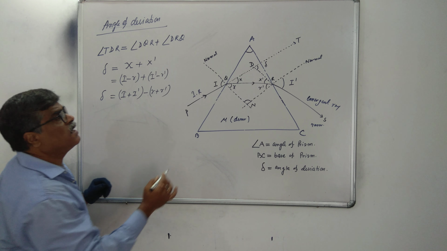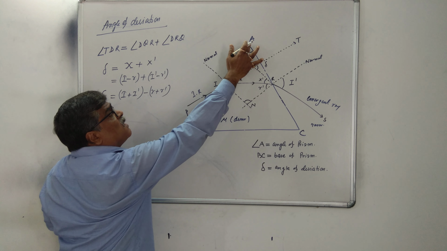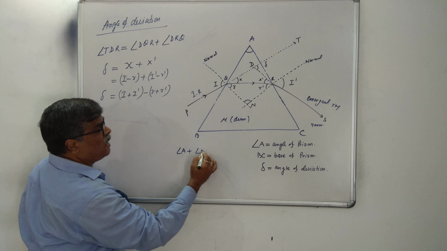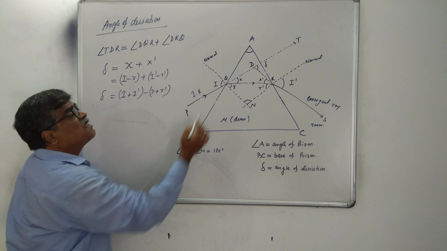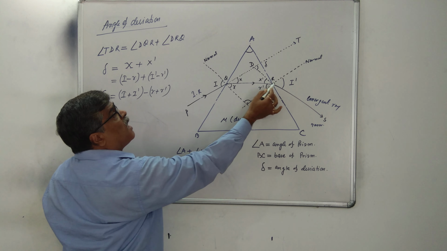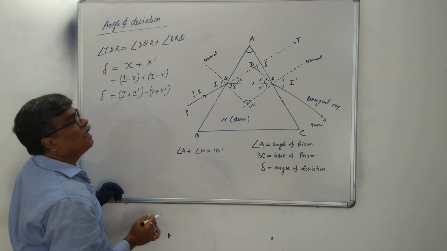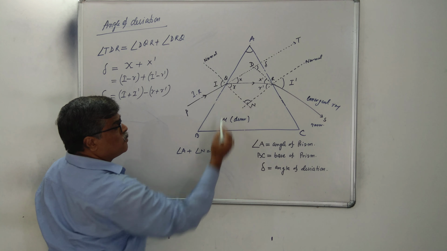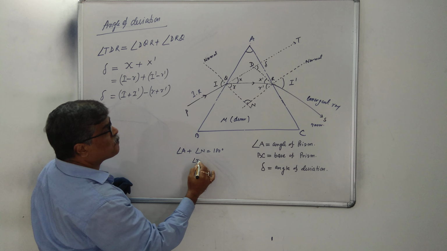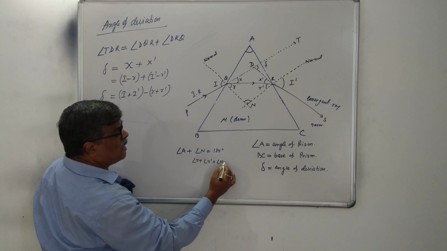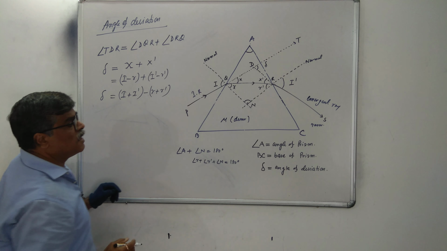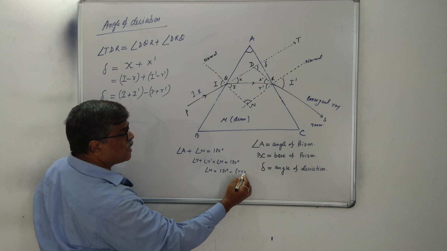Now, how can you find out? You see, from this quadrilateral AQNR, angle A plus angle N is equal to 180 degrees. And from this triangle, we can also write angle r plus angle r dash plus angle N is equal to 180 degrees. Therefore, angle N is how much? 180 degrees minus (r plus r dash).